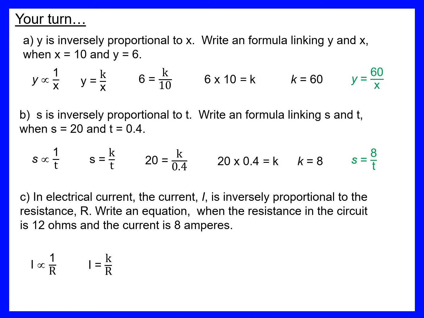Substituting our values for I and R. So the resistance R is 12 and I is 8. We're going to multiply both sides by 12 to find K. K is 96, and we put that back into our original equation. I is equal to 96 over R. So notice with all of these where we've got inverse proportion, they are all divisions.